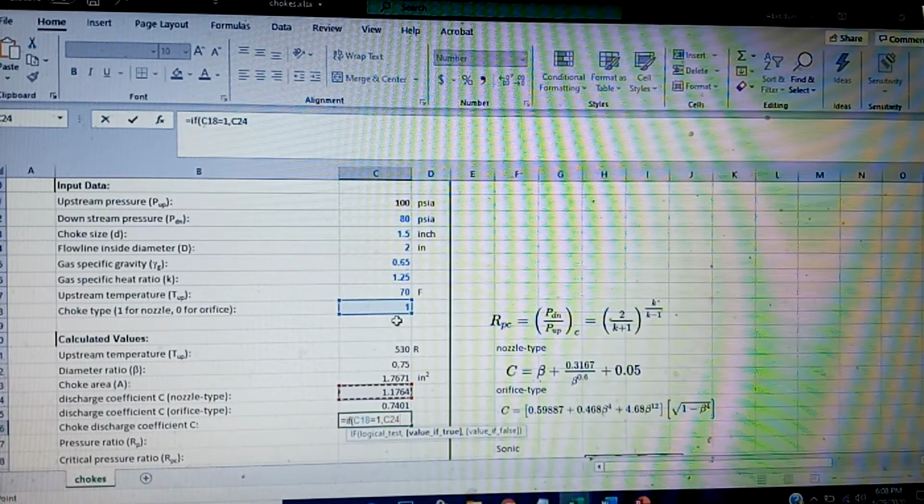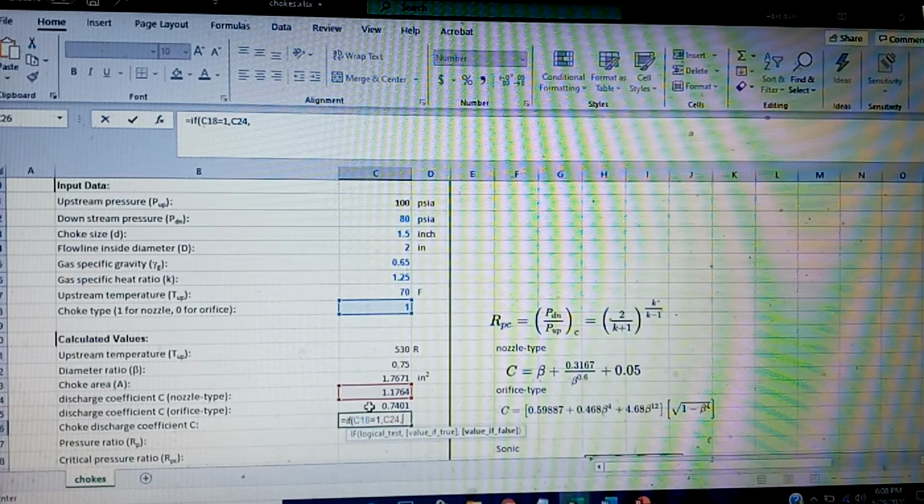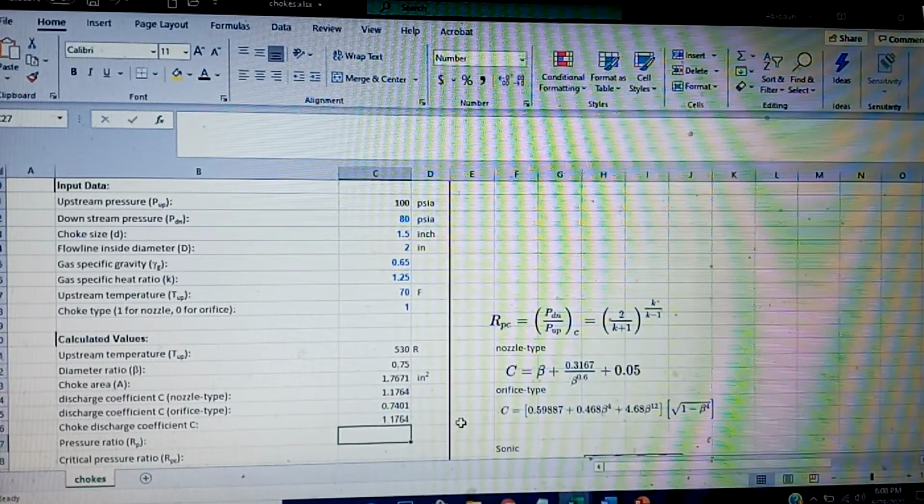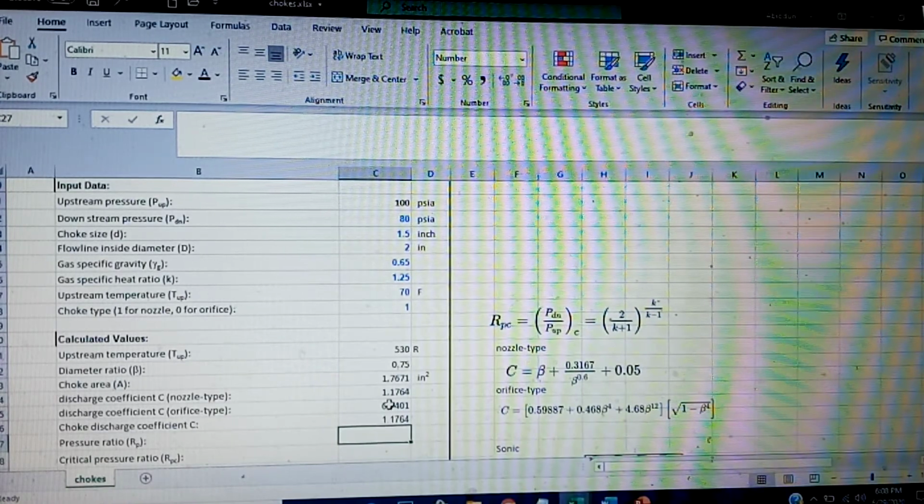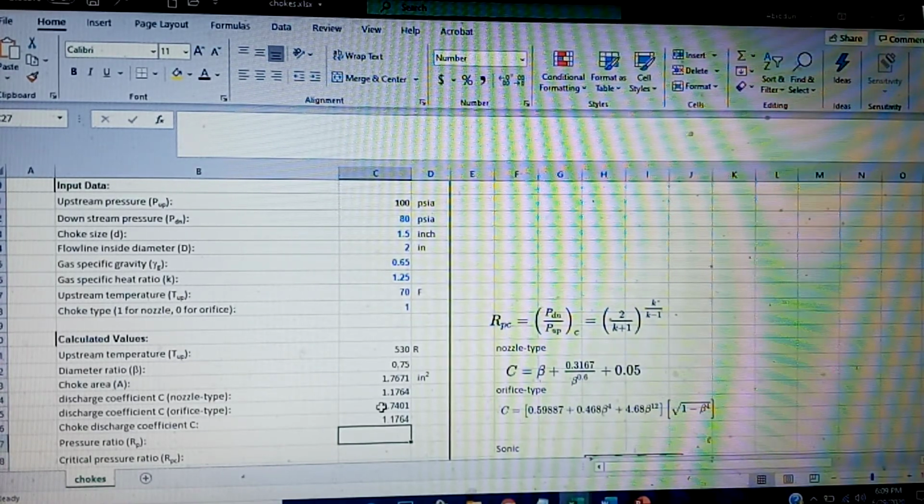Otherwise, then you put another comma. Otherwise, you use the next one, which is C25. I click on C25. I close the bracket. So Excel will choose the right one. See, Excel chose 1.17 because it reads 1 there, which is nozzle. So it's going to select one of them. So that's the one I'm going to use in my calculation.